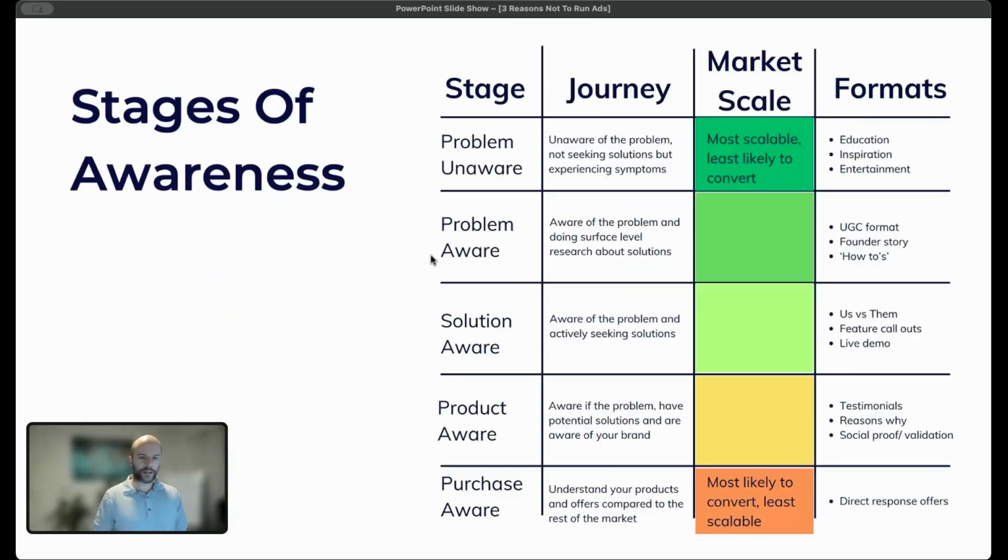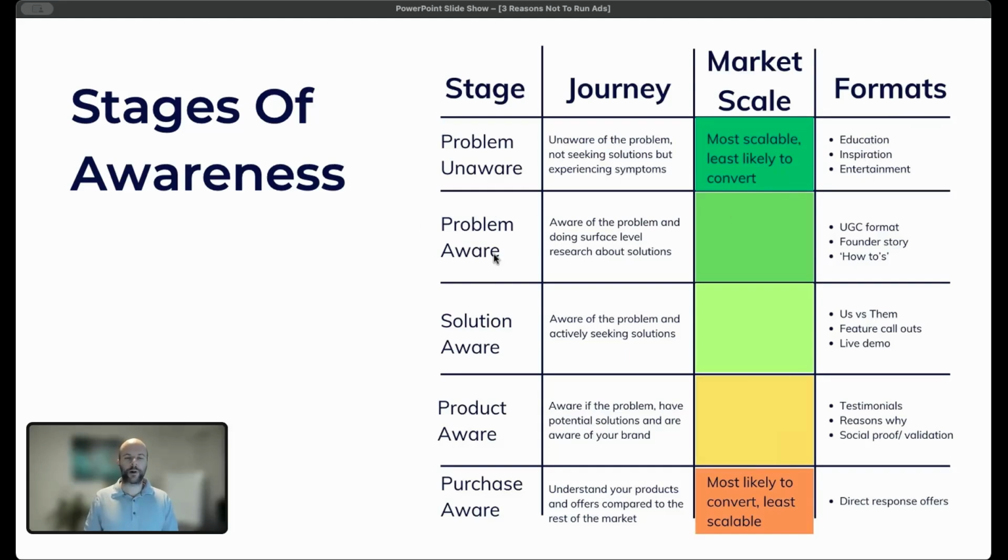Now, that also ties into the stages of awareness model, which essentially means as someone progresses down their buying journey, they become more and more aware of their problems and the solutions to solve those problems. So the bottom of the rung is problem unaware. These are people that have the problem but don't know it. So we need to introduce the problem into their awareness and make them aware that, hey, if you have these symptoms, that means you are experiencing this problem. And the way that we can do that is through educational content, inspirational, entertainment-based content, etc.